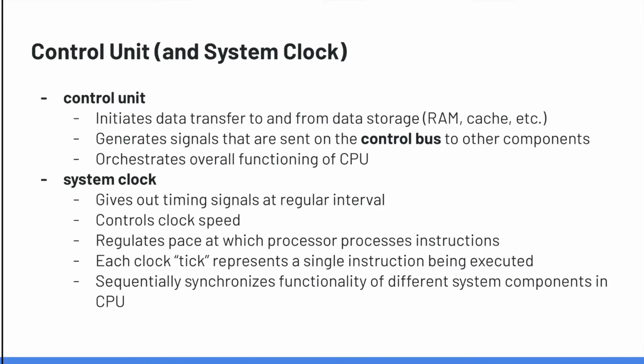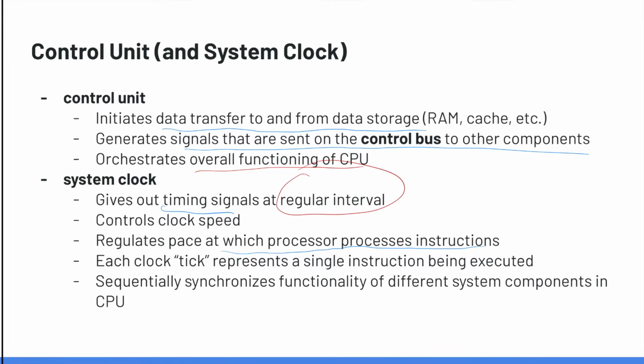Now the system clock gives out timing signals at regular intervals. This controls something called clock speed, which is the pace at which processors process instructions. Now these timing signals are sent to the control unit, so the control unit can initiate operations in the CPU at these given intervals. Basically, the control unit initiates data transfer to and from data storage, which is the RAM or cache, etc. And it generates signals that are sent on the control bus to other components at the regular intervals dictated by the system clock. It orchestrates the overall functioning of the CPU as we talked about before.